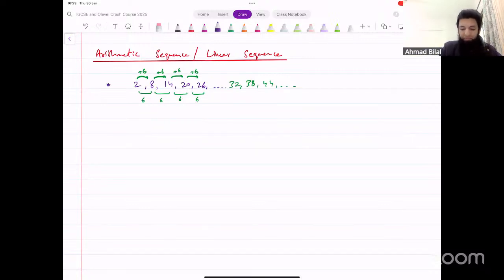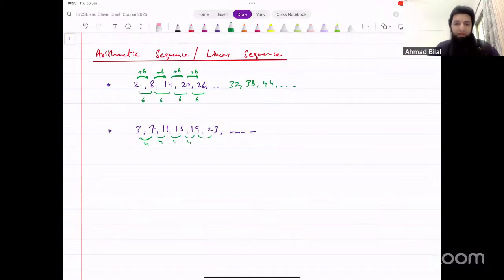Let's say you have something like this: 3, 7, 11, 15, 19, 23, and so on. You can see the difference between these numbers is 4. And that's a constant difference. That's not changing, right? This is also a linear sequence, an arithmetic sequence. If we were to write down the next few terms, we could say the next term is going to be 27 after this, and then plus 4, 31, plus 4, that's 35, and so on. Now the numbers could be increasing or they could be decreasing. Both possibilities are there.